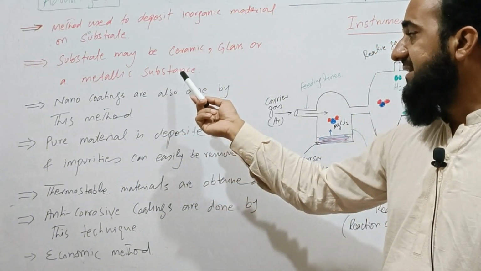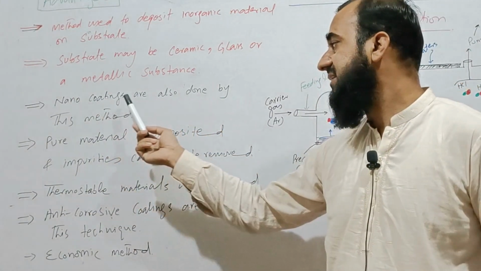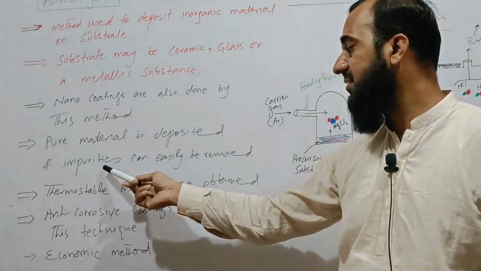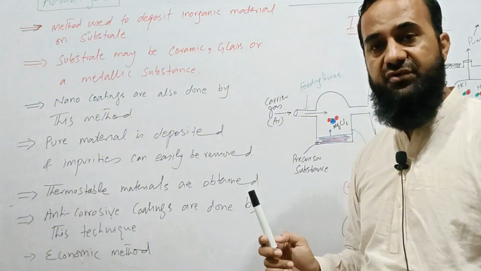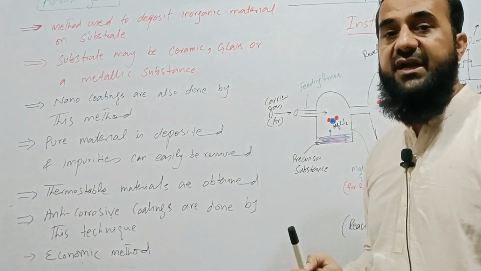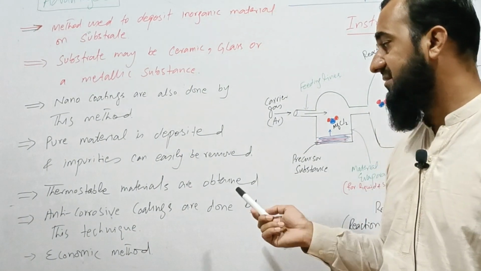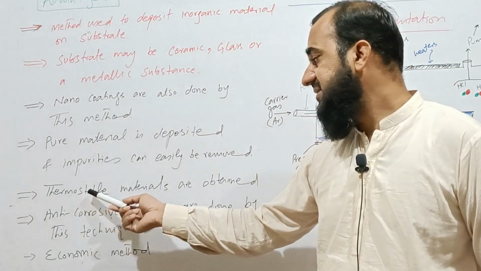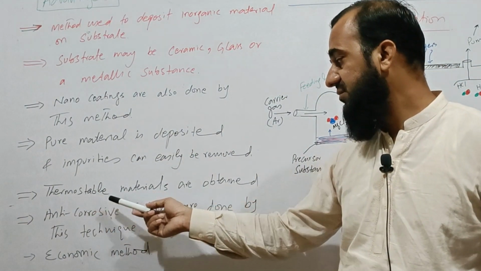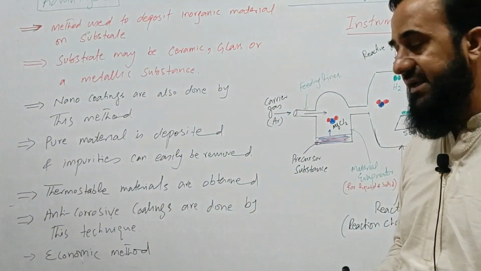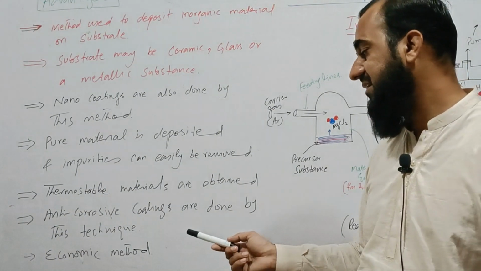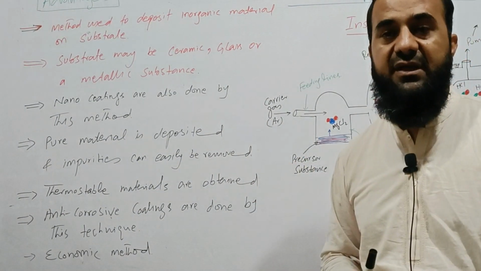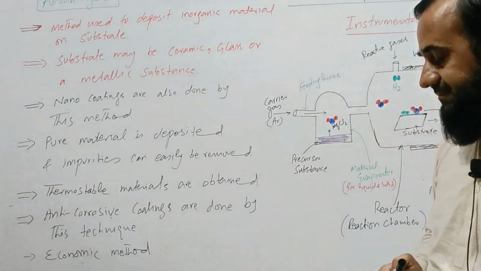A few of its advantages are that nano coatings are also done by this method. Pure metal is deposited and impurities or byproducts can easily be removed. The most important advantage of this method is that it gives 100% yield. As this process takes place at high temperature, thermostable materials are obtained. Anti-corrosive coatings are done by this technique, and this is one of the economic methods, and this method is also applicable in the microelectronic industry as well.